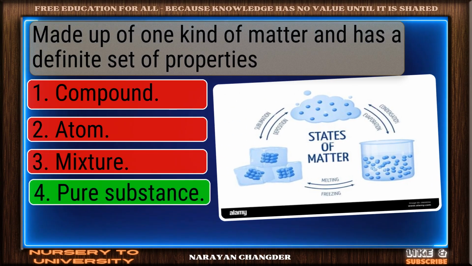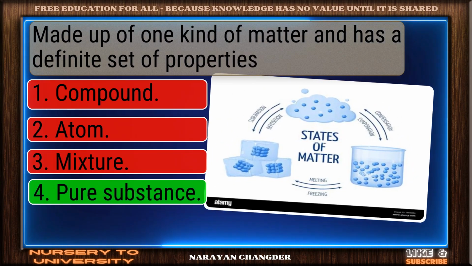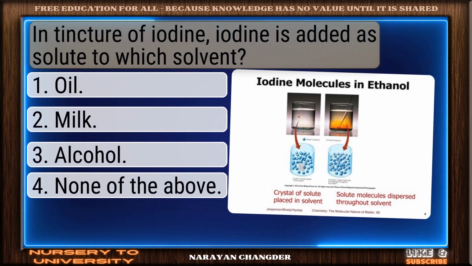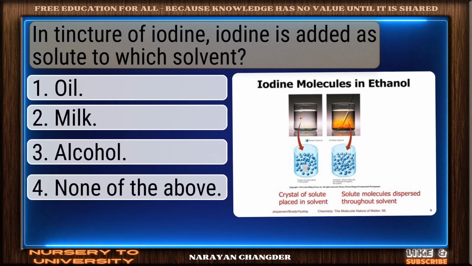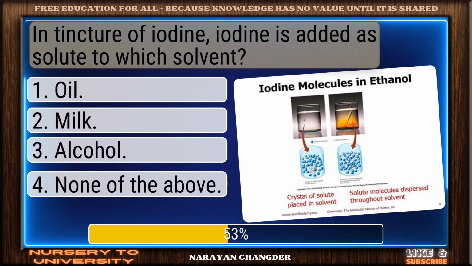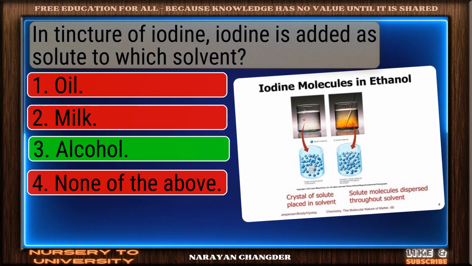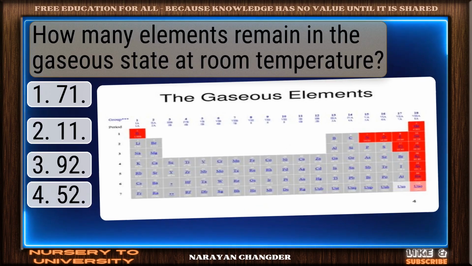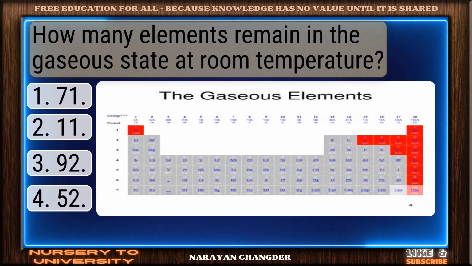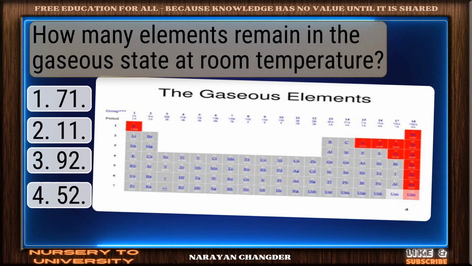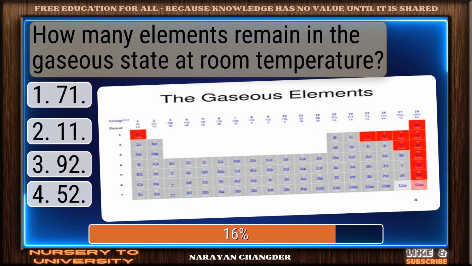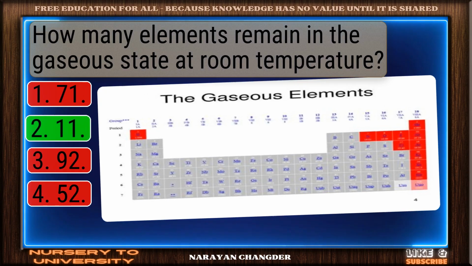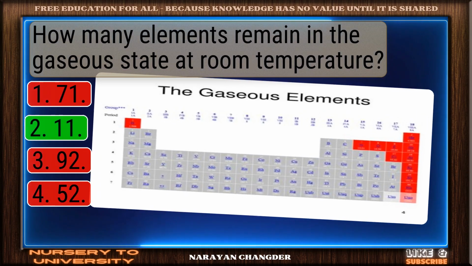Great job. Pure substance is the accurate answer. Question number 112. In tincture of iodine, iodine is added as solute to which solvent? Right again. Alcohol is a valid answer. Question number 113. How many elements remain in the gaseous state at room temperature? Great thinking. 11 is the right choice.